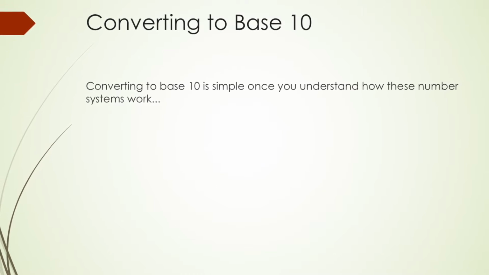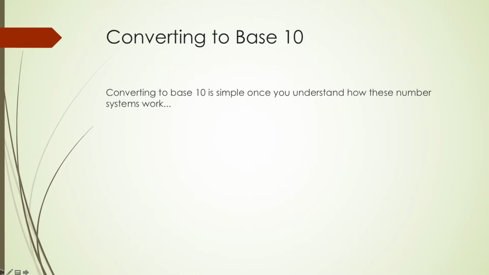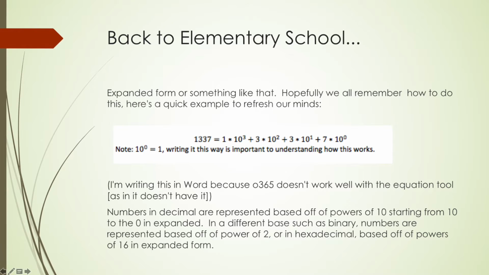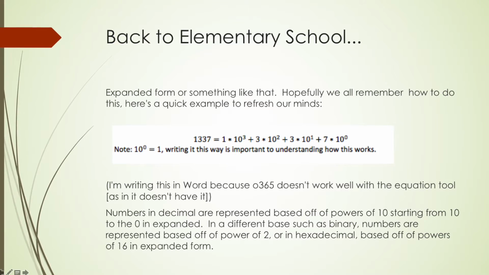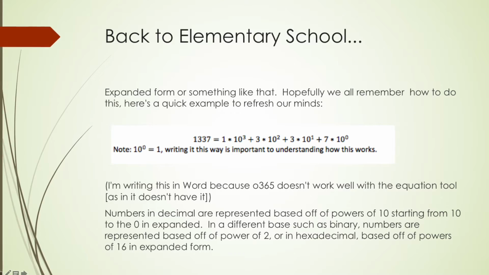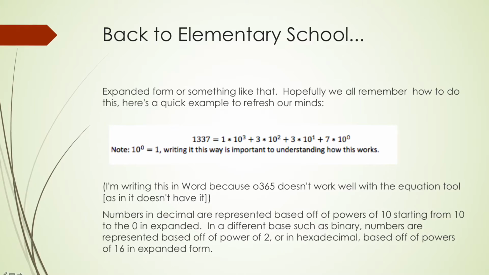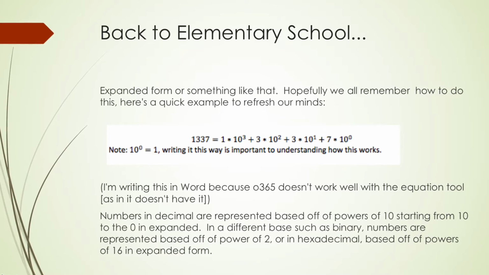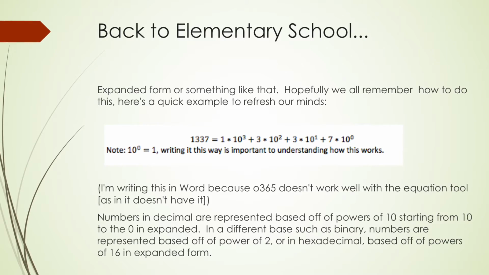So converting to base 10. Converting to base 10 is really simple once you understand how number systems really work. You learned this back in elementary school. It's called expanded form. Here's a quick example. So 1337 is 1 times 10 to the third, or 1000, plus 3 times 10 to the second, or 100, plus 3 times 10, plus 7 times 1. 10 to the 0 is 1, but it's important to write 1 as 10 to the 0 because it helps you understand how this really works.